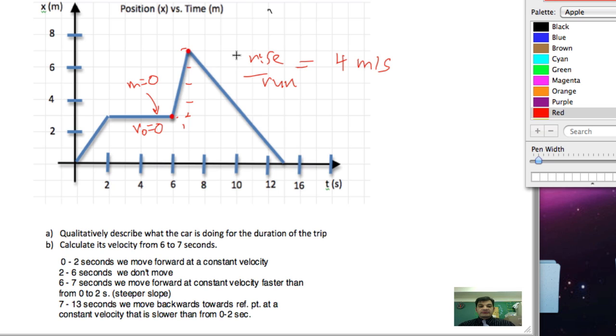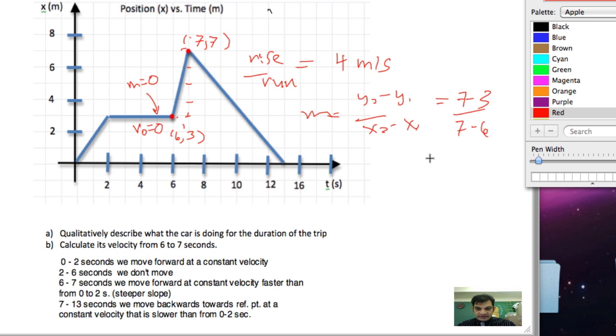Now, another way to do this, of course, is with the coordinates method. So if you notice, I can look at my coordinates here. I'm at 7, 7. And here, this point ends up being 6, 3. So then I can actually do y2 minus y1 over x2 minus x1 to get the slope. And that's going to end up being 7 minus 3 over 7 minus 6. And that ends up being 4 over 1, which is also 4 meters per second. So you're expected to be able to do both of those in class. That pretty much wraps up what we're doing.